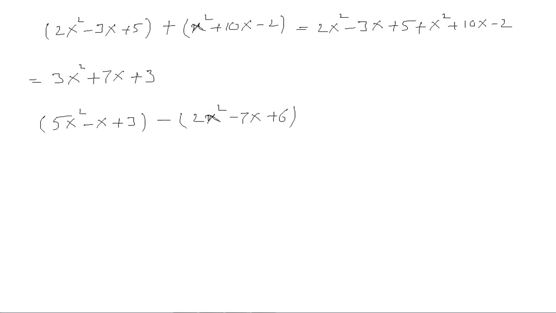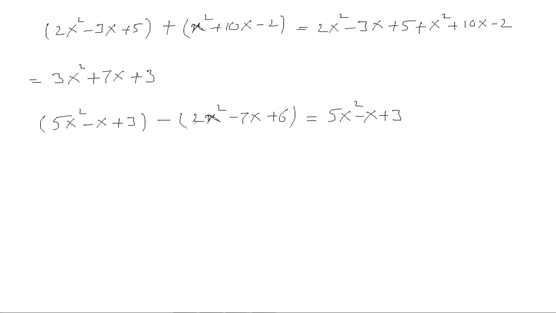Okay, so the first thing you need to do here is to distribute this negative. This negative does not affect only this term, it affects this one and this one as well. So you have to first distribute this negative, and this is how you do that. So the 5x squared minus x plus 3, and then you distribute this negative.